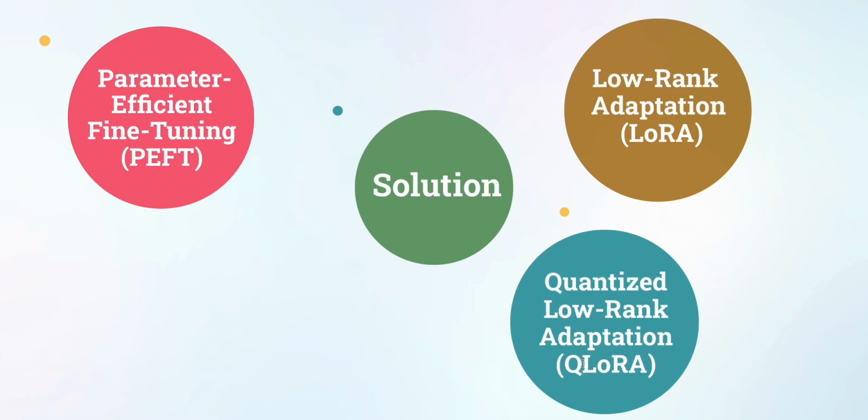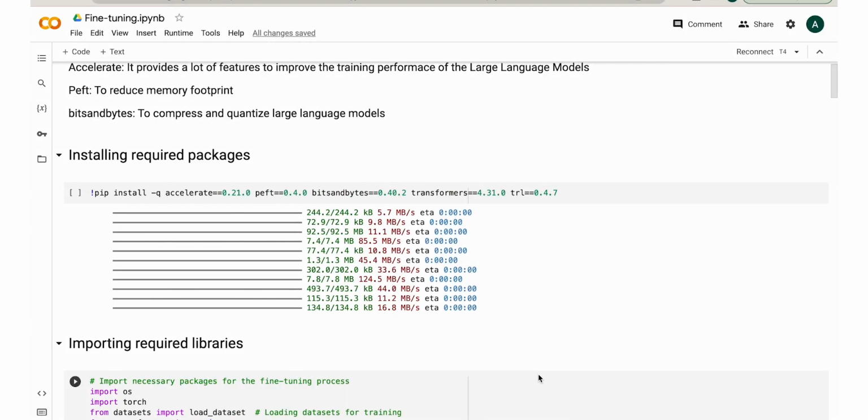The third one is quantized low rank adaptation. It is basically a variation of low rank adaptation that uses quantization to further reduce the number of parameters that need to be updated. This is achieved by converting the low rank matrices to a lower precision format such as 8-bit or 16-bit. This can further reduce the computational cost and memory requirements of fine tuning. Let's discuss the implementation part of LLM fine tuning.